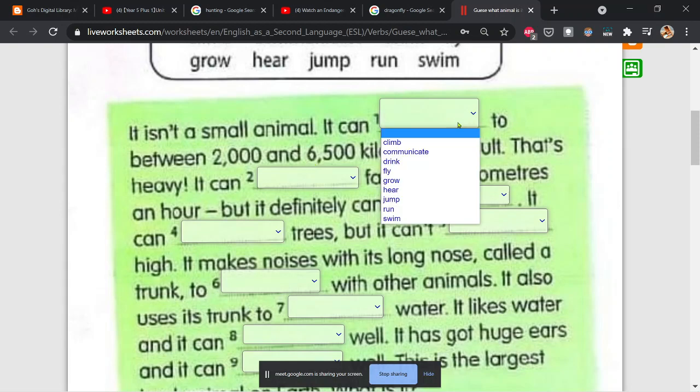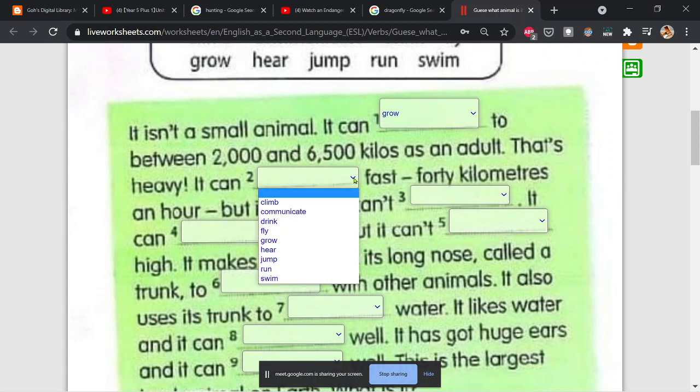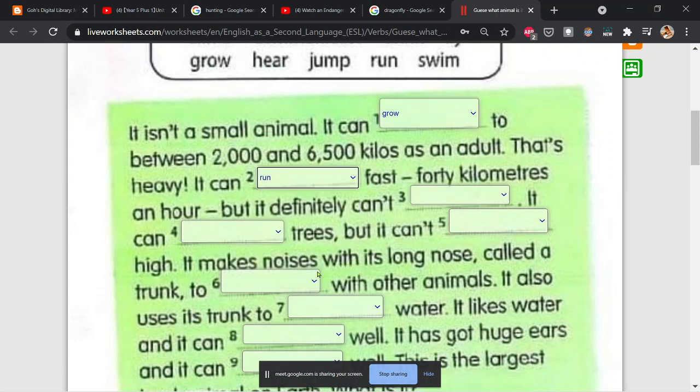It isn't a small animal. It can grow to between 2,000 and 6,500 kilos as an adult. That is heavy. It can what? Fast. It can what? Run. Very good. It can run fast, 40 kilometers an hour.